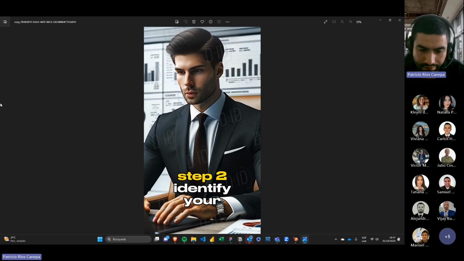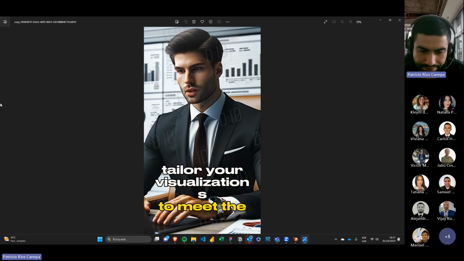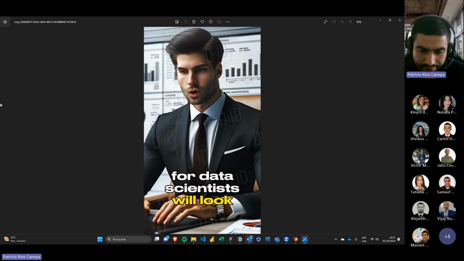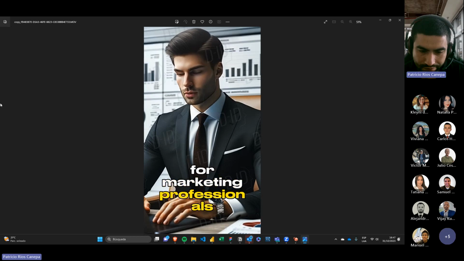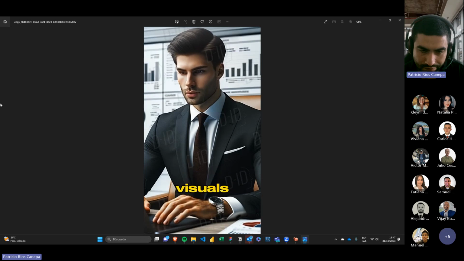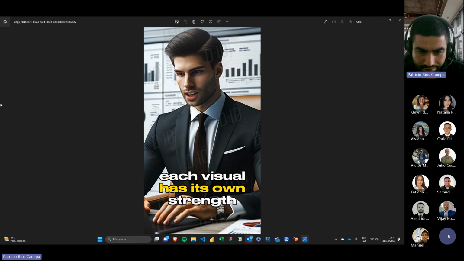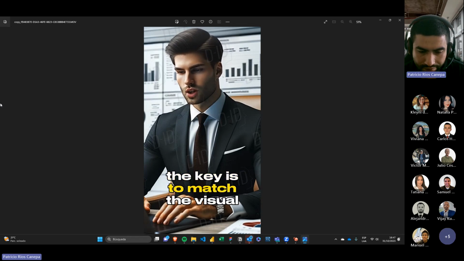Step 2. Identify your audience. Who are the end users of your dashboard? Tailor your visualizations to meet the needs and expertise levels of your audience. A dashboard for data scientists will look different from one for marketing professionals. Step 3. Choose the right visuals. Select visual elements that align with your data and audience. Bar graphs, charts, heat maps, each visual has its own strength. The key is to match the visual with the data type and the insight you want to convey.